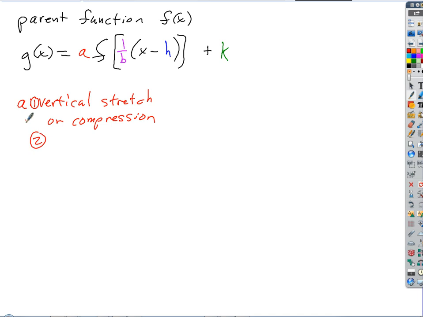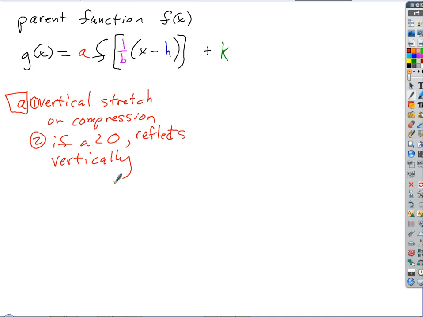So this is A. Second thing it does, what if A is negative? What does that do to the function? Okay, it reflects it vertically, right? Okay, if A is negative, so it's less than 0, it reflects vertically, right?